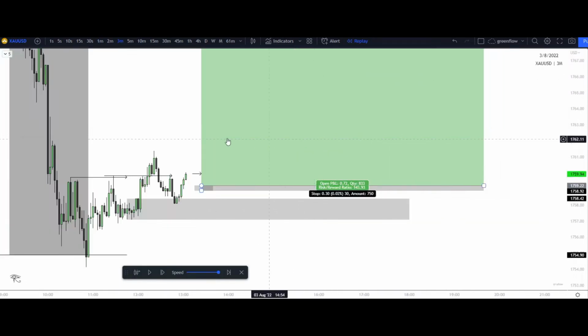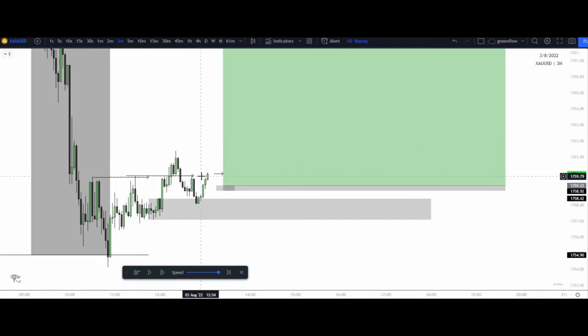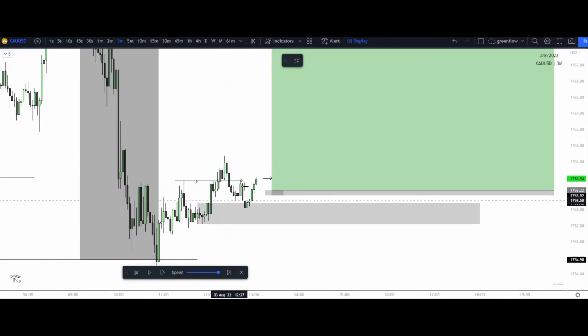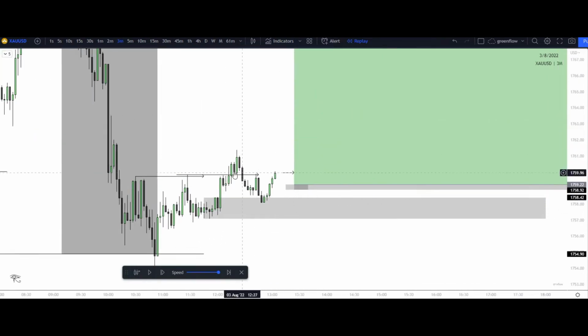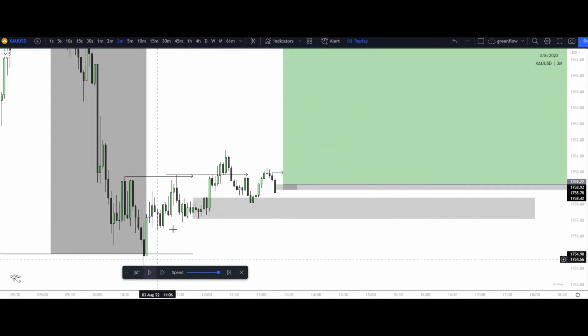I believe it was the 3-minute. Yes, we get a break of structure here, demand candle that is formed right here. And then we have that imbalance as well. So we'll look for, again, price to come down into these areas, raid liquidity, break structure to the upside, and then introduce demand, and then we'll look to take our trade. So we see one impulsive move. We see price come back down into those areas.